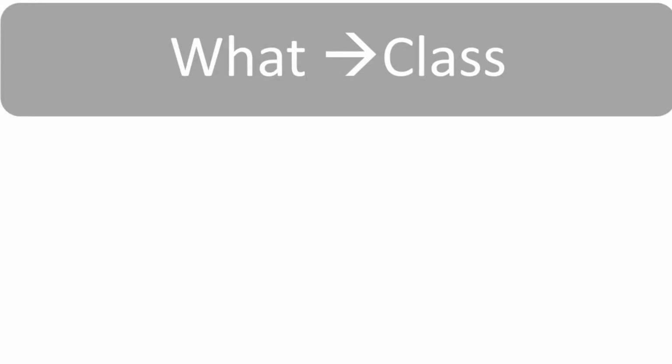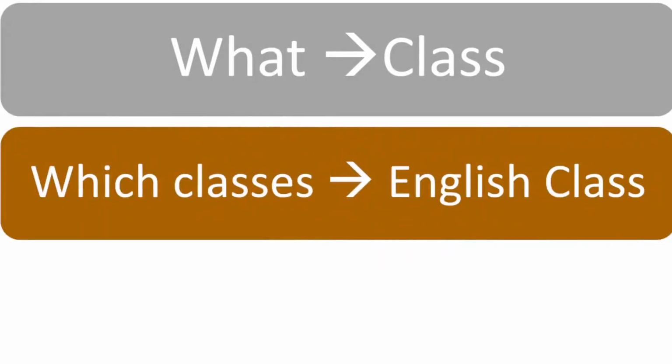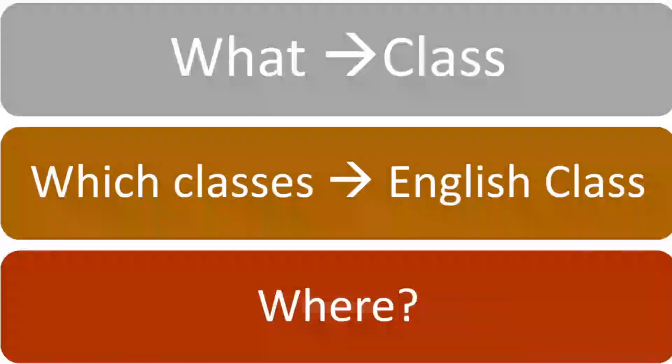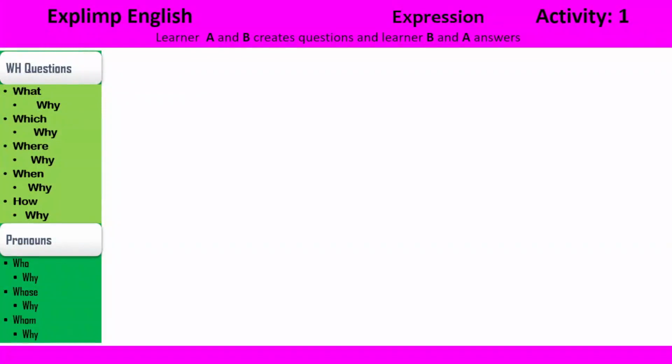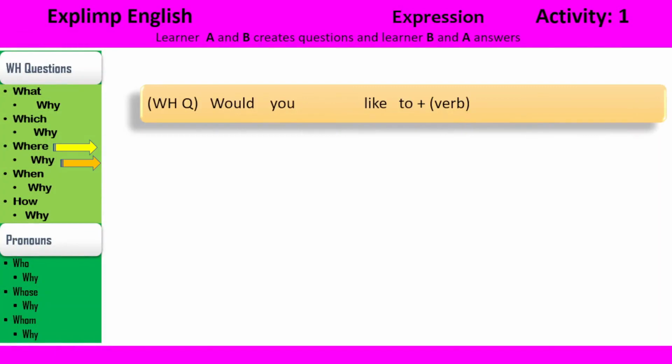Now what is next? We learned about which class, it is English class, but we don't know where you take this class, like where would you like to take the class? What is the name of that place, right? Okay, so here we are using the WH question, where and why. So we will use WH question plus would you like to plus verb.